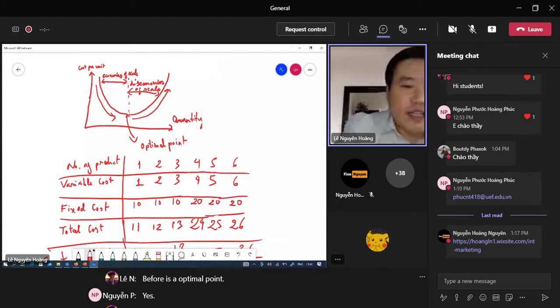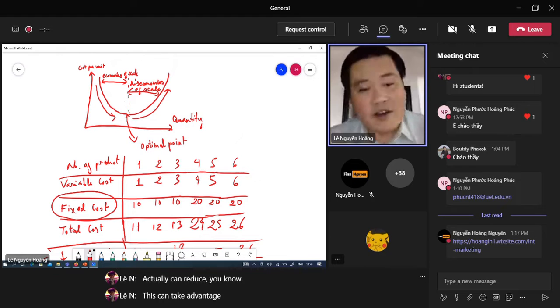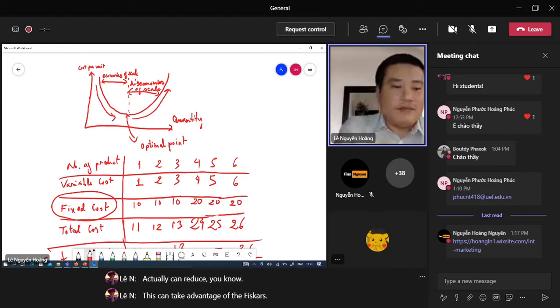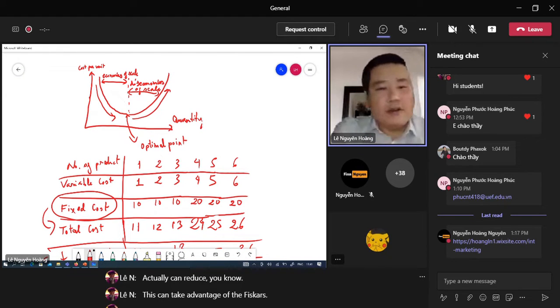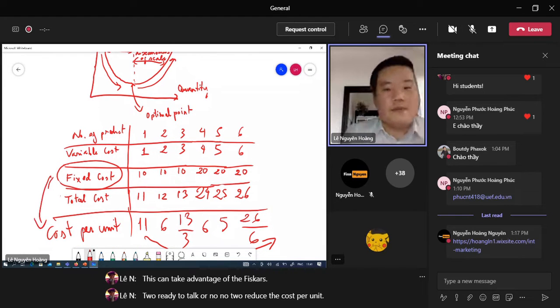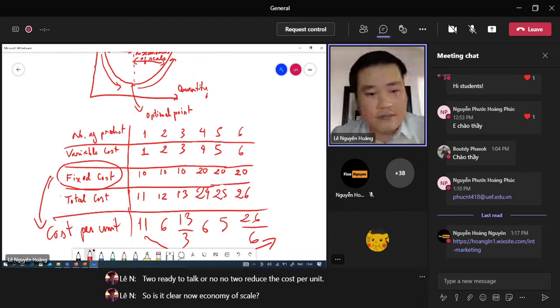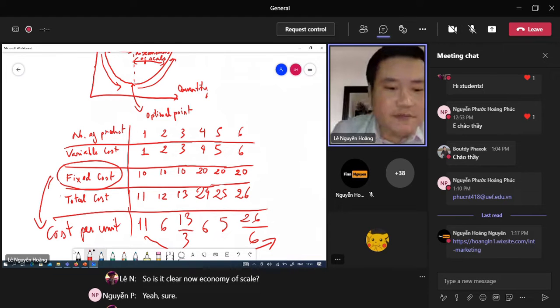Actually, it can take advantage of the fixed cost to reduce the cost per unit. So is it clear now? Economy of scale. Yes, sir. Is there any question?